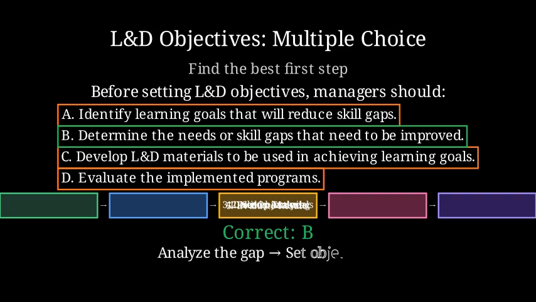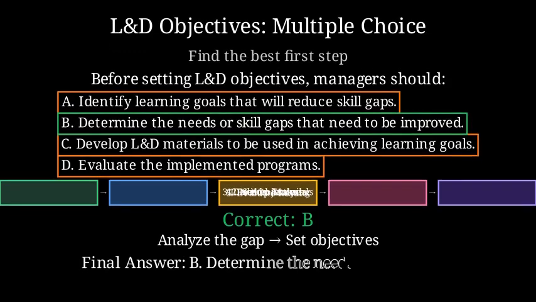Think of this like solving a math problem. You do not pick a solution method before you read the problem. First, you analyze what is missing. In learning and development, that missing piece is the skill gap. Identify the gap first. Then set objectives to close it. That is why B is the best first step.